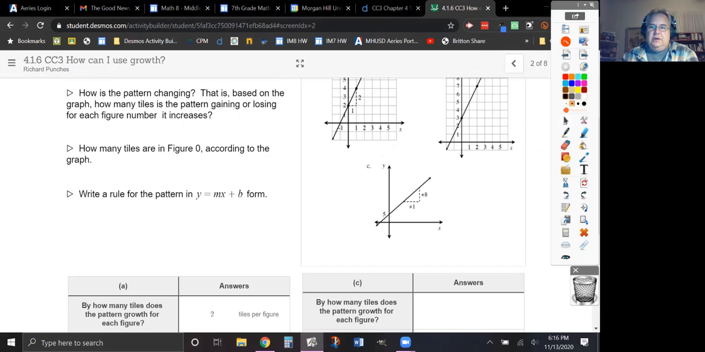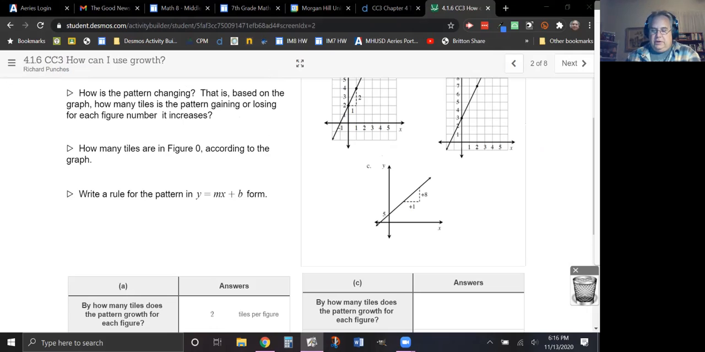Last problem on this page. This one, they don't even give you a grid, but don't panic. It's still the exact same problem.